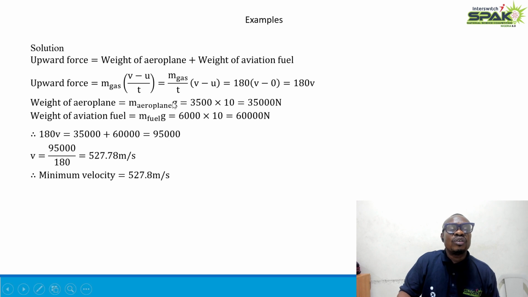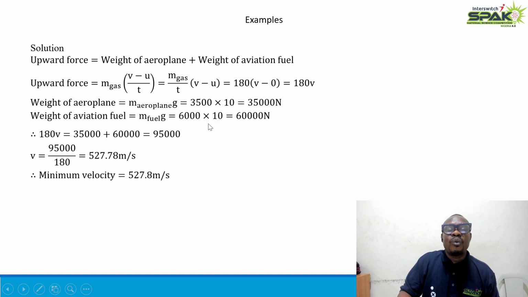So what then is the weight of the aeroplane? Of course, weight is equal to mass times acceleration due to gravity. So the mass of the plane we have here times g, taking g to be 10 meters per second squared, gives the value 35,000 Newton. Same goes for the aviation fuel. The mass of the aviation fuel was given to be 6,000 times 10, which is 60,000 Newton.